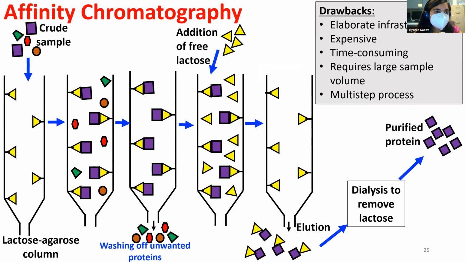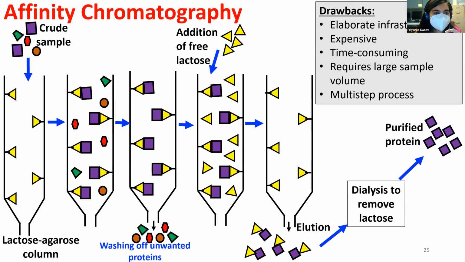Right now I'm going to explain affinity chromatography. Affinity chromatography is one of the most widely used techniques. It is like the backbone of protein purification. I'm going to explain it in terms of a protein called galectin-3. The purple color is my galectin-3, the target protein. In the first step, we load the crude sample, the entire mixture, which also contains the target protein. This target protein, purple, has the affinity to bind to the lactose agarose column. The yellow is the lactose agarose column.